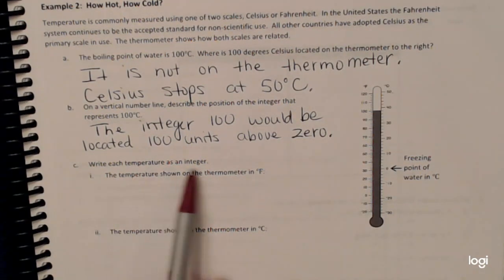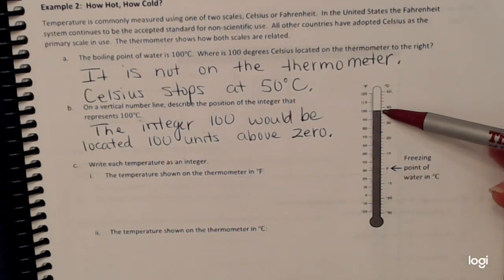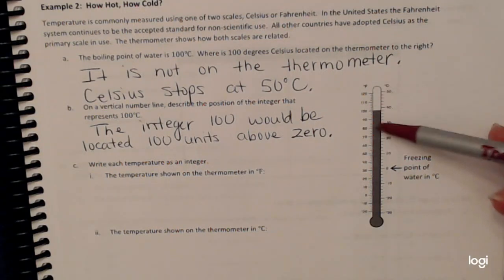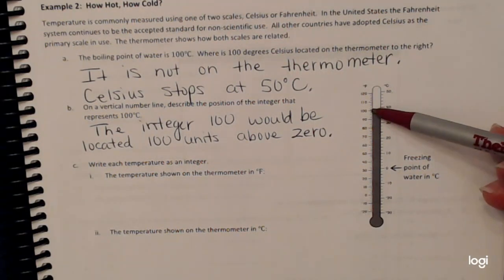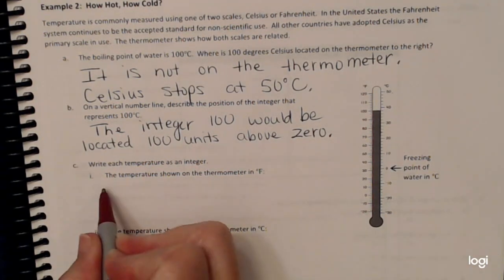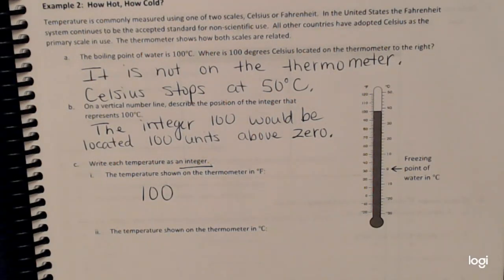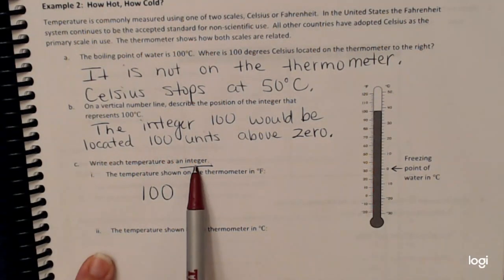Write each temperature as an integer. The temperature shown on the thermometer in Fahrenheit. So we're going to look here at this mercury, and the Fahrenheit side is the left side, and if I draw this line across to me, it looks like it's at 100 degrees. It says just to write the integer, so I just have to write 100. I don't have to put any label because it just asks for the integer.